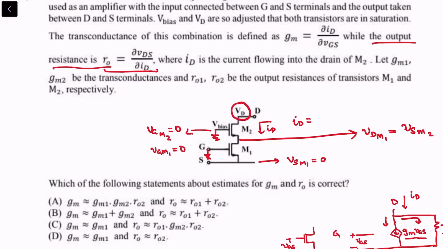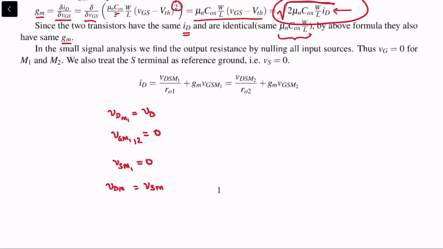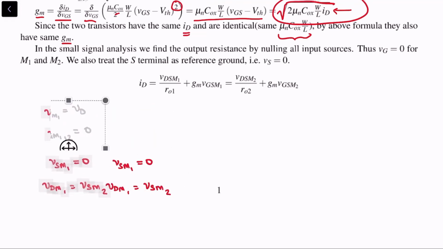And we are calling this voltage Vd. So what we get in these expressions is that Vd M2 is just equal to Vd, the drain of the circuit, and Vg M1 and M2 are both equal to 0. Vs M1 is equal to 0, and Vd M1 is equal to Vs M2, right? So from the circuit we get the following facts.